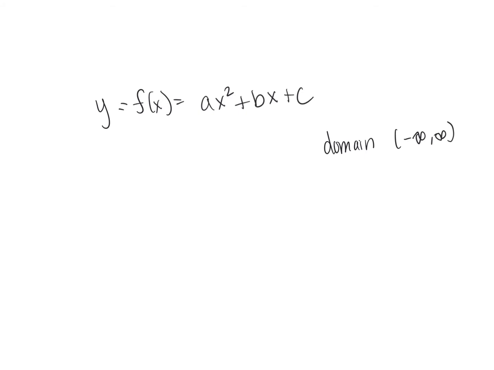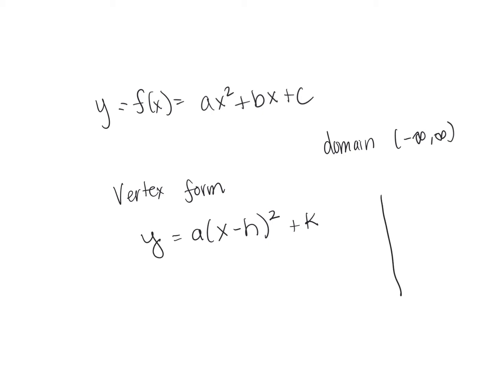Okay. All right, and you can complete the square. And when you complete the square, you get something called vertex form. That would end up with a times x minus some number h squared plus k, where h and k is your vertex, and a determines your stretch, your vertical stretch.